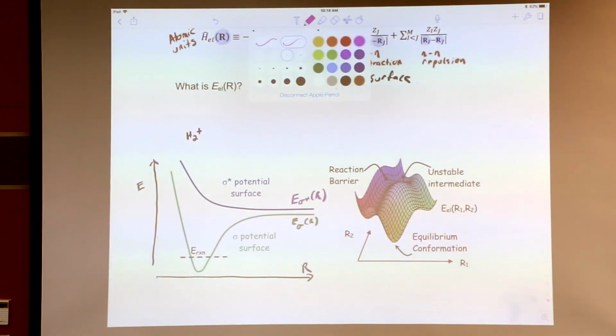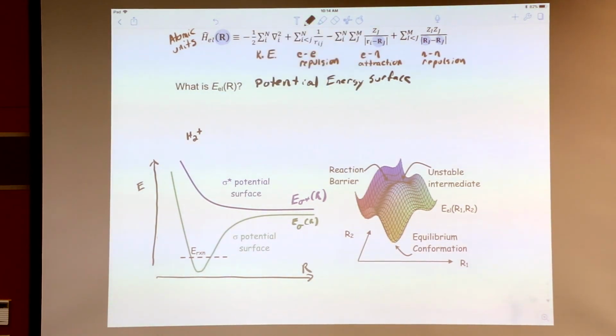But I will often not refer to potential energy surfaces plural, but instead to potential energy surface singular, because most chemistry occurs on the lowest potential energy surface. Yeah, so it involves just the lowest potential energy surface.